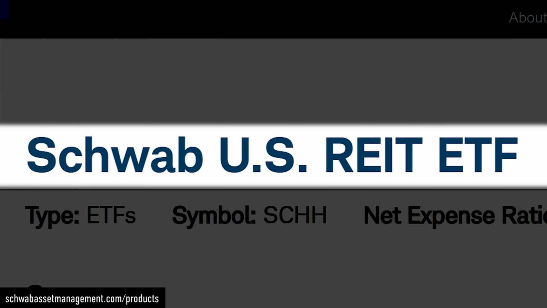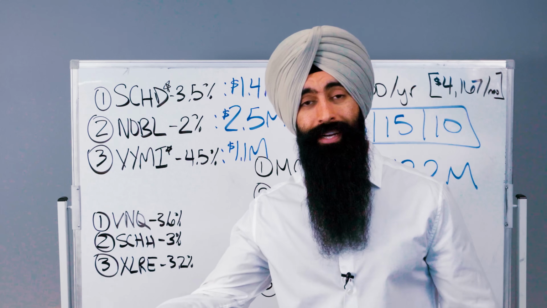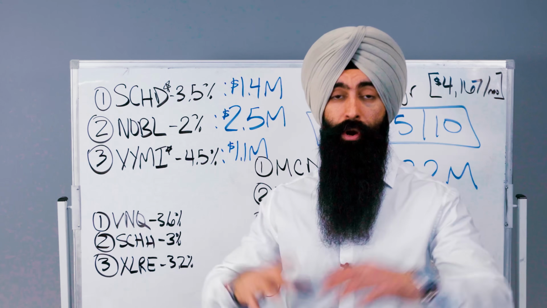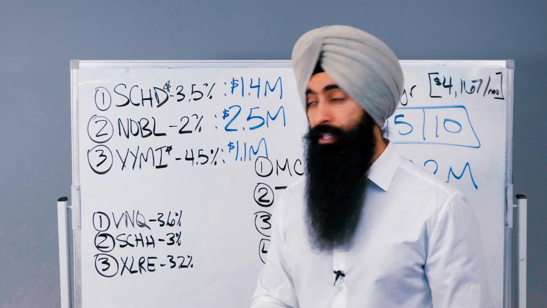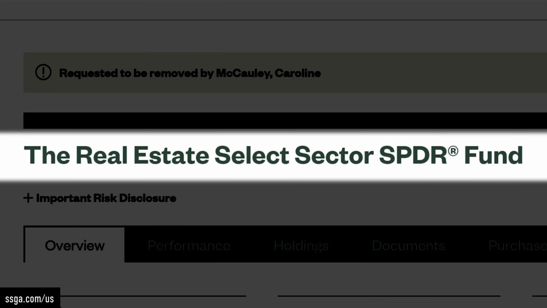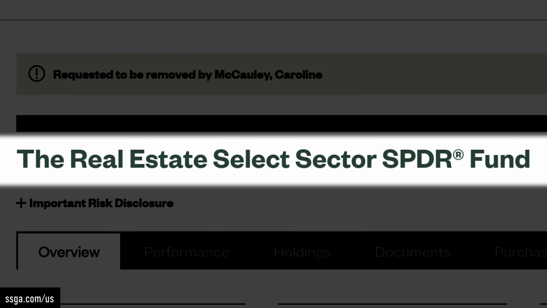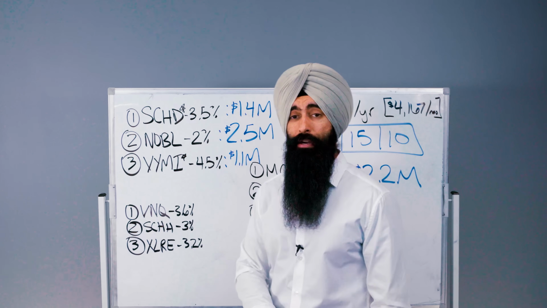SCHH is a fund created by Schwab. This is an ETF that invests in a broad range of other REITs. So this fund is investing in a broad range of real estate investment companies. This is currently paying out a 3% annual dividend. And then we have XLRE, which is a fund that invests in development companies, management companies, and other broad real estate investment companies as well, which is currently paying out a 3.2% yield.